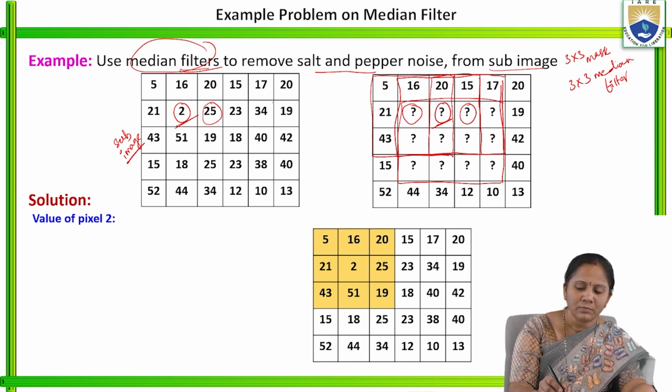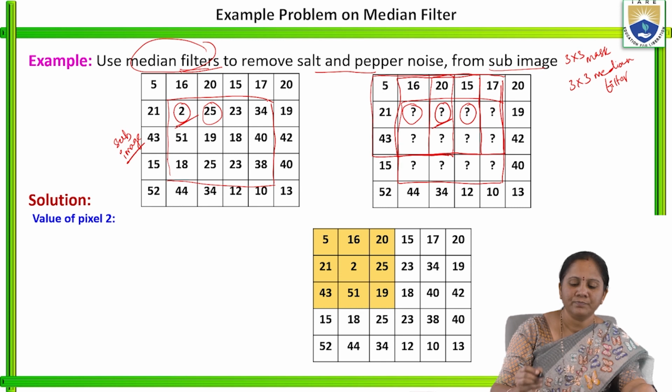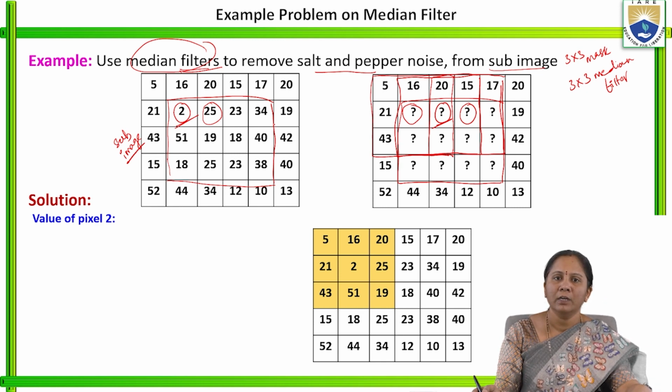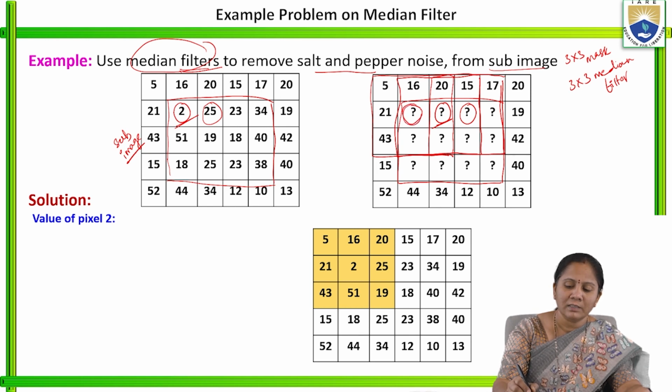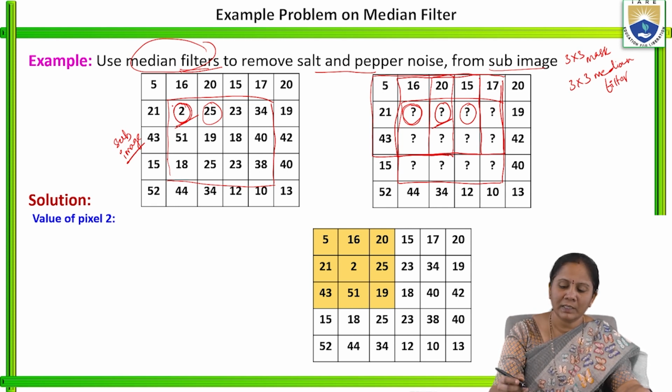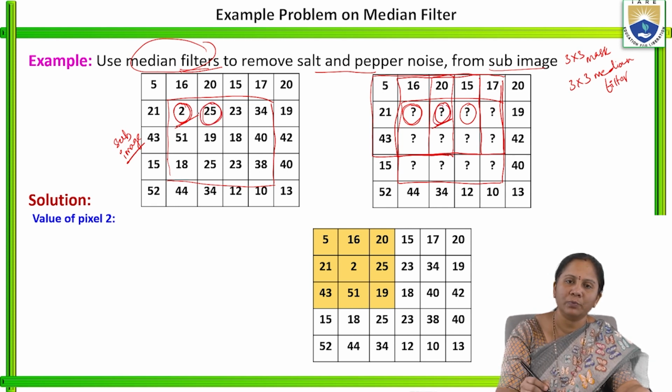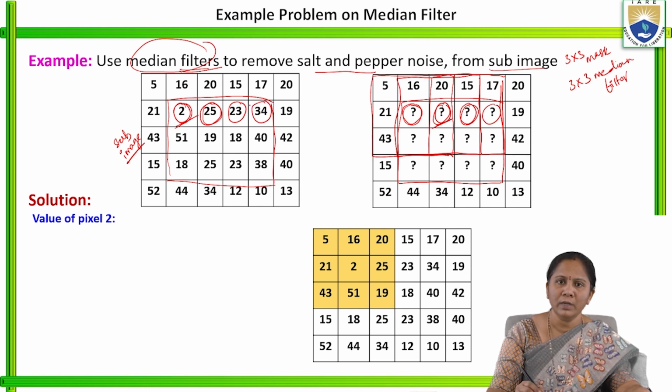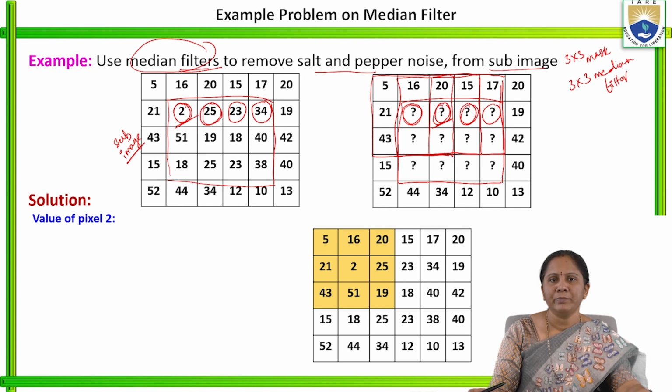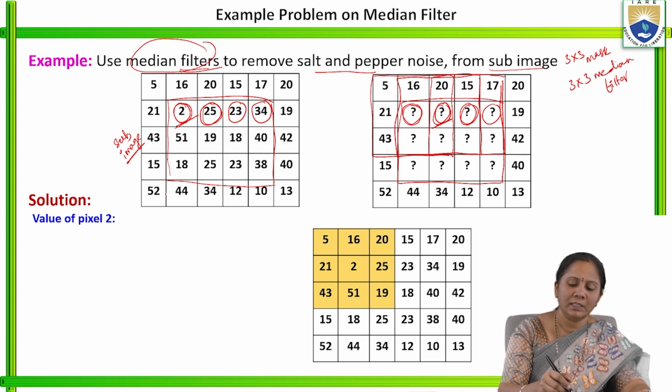All these are the values for which we have to find the output pixel value after applying the median filter. Let us consider the first one and find the new pixel value of 2. After that, we will see the next one, the new pixel value for 25. Then the third one, the new pixel value for 23. Then the fourth one, the new pixel value of 34. Like that, we will keep calculating the new pixel values and replace them in place of the old pixels.